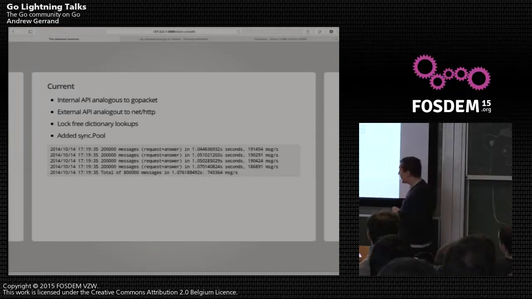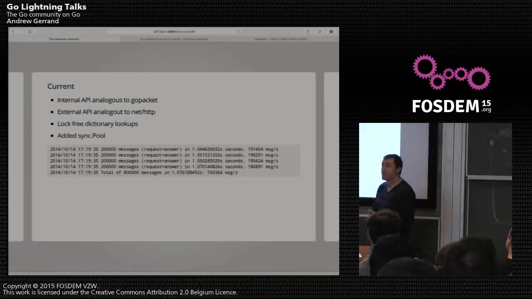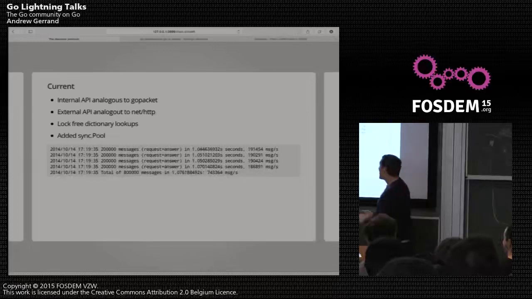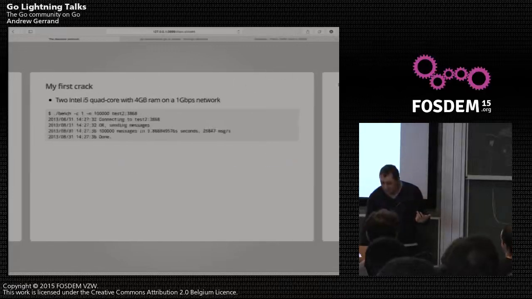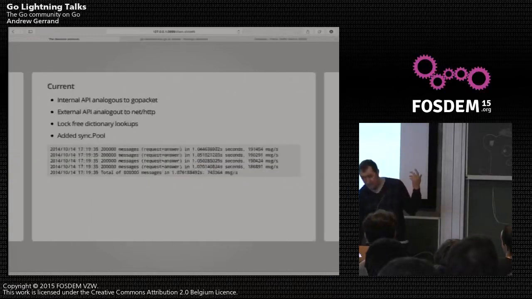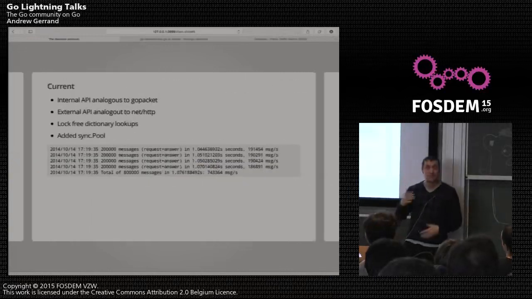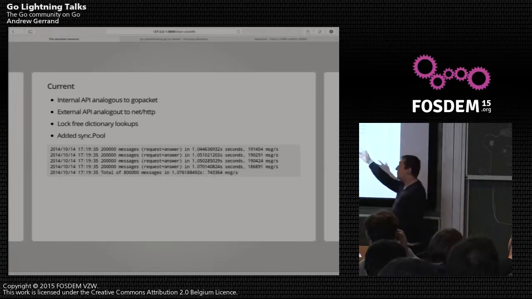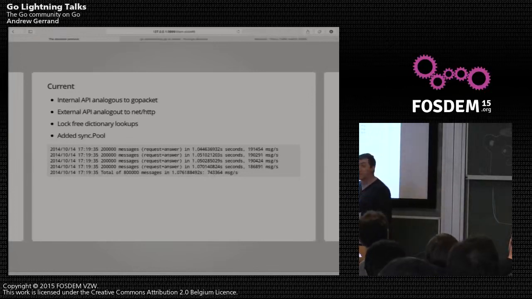What I wanted to talk about today, in 5 minutes, is to give you a heads up: if you're still learning Go, it's better to read all the documentation before you start writing code. Sometimes, as you can see, I started with something really simple that worked for what I needed, at like 25,000 messages per second. But a year later, as I learned more about the language and how to do things properly, it got much better. So I added lock-free dictionary lookups.